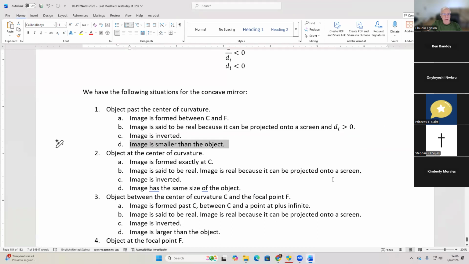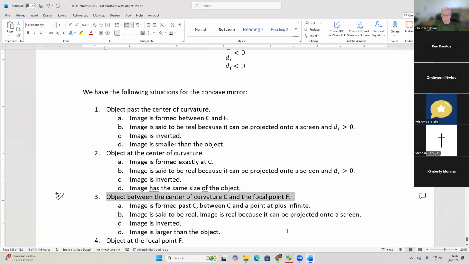Okay. What else? Object at the center of curvature. Image is formed exactly at C. Image is said to be real, because it can be projected onto a screen. It's the case of the image of your movie screen when you go to the movie. Image is inverted just like before. Image has the same size as the object.